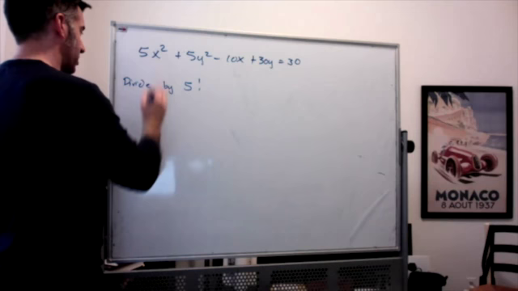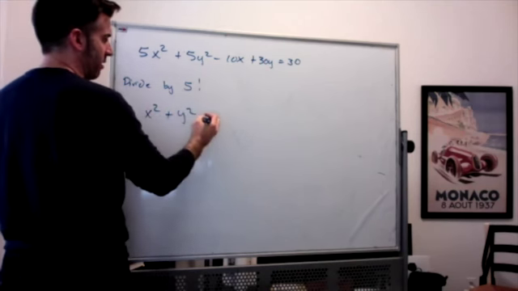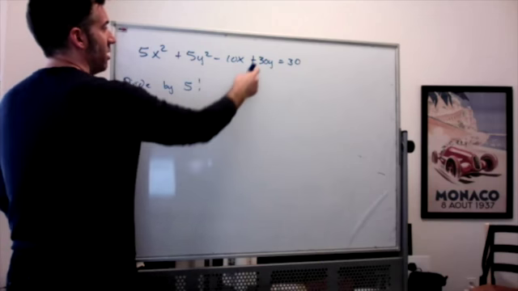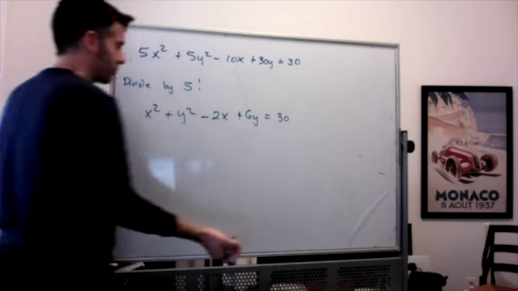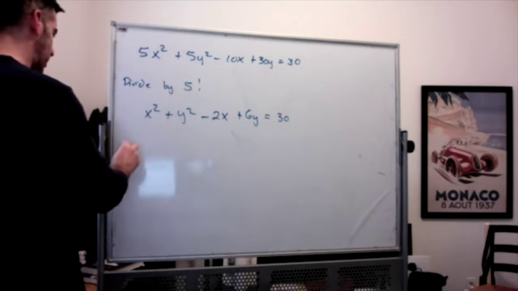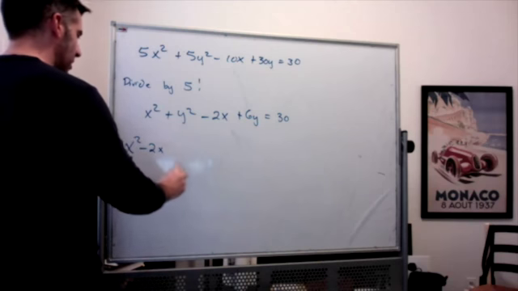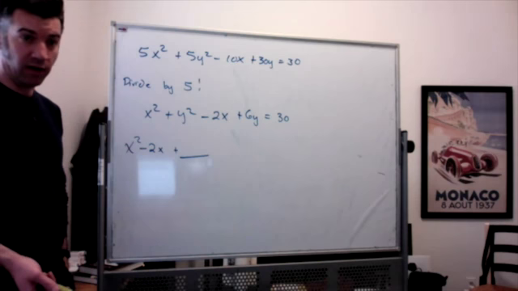So we're going to get x squared plus y squared minus 10 divided by 5 is 2x, 30 divided by 5 is 6y, equals 30. And then we're going to group the x's and y's together. So write this as x squared minus 2x plus, leave yourself a blank space for completing the square.